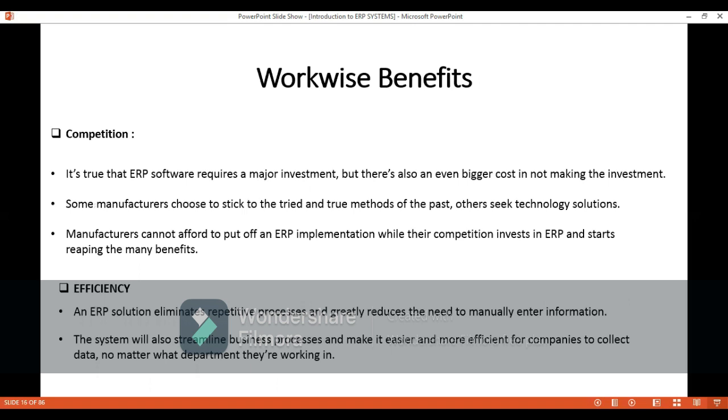Now, when we perform a work-wise benefit, right? So the work-wise benefit is benefits from the competition. So if I have the best model I'm providing for an ERP system, with features that will fit the market and the customers, I will be able to compete with those features in the product, right?